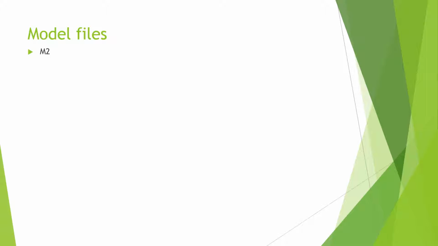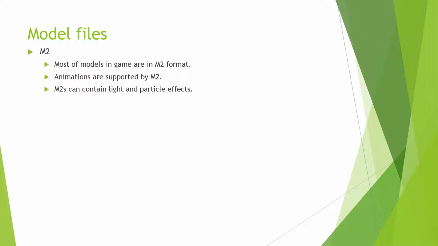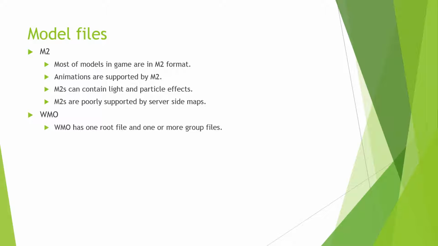Model files. There are several model file types. Most of models in-game are in M2 format. Animations are supported by M2s. M2s can contain light and particle effects. M2s are poorly supported by server-side maps though. When it comes to WMO files, they are a little bit different.